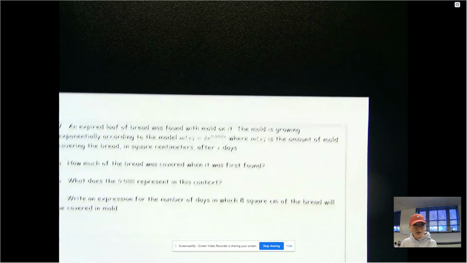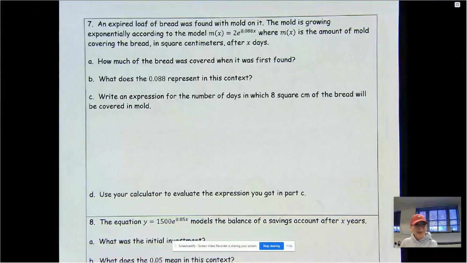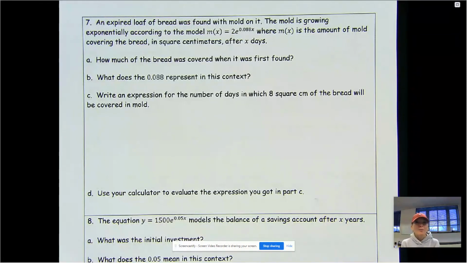All right. Okay, so moving right along, we've got a couple more story problems for the rest of the review. So next, some more mold. An expired loaf of bread was found with mold on it. This is a very realistic problem. The mold is growing exponentially according to the model M of x equals 2 times e to the 0.088x, where M of x is the amount of mold covering the bread in square centimeters after x days. How much of the bread was covered when it was first found?